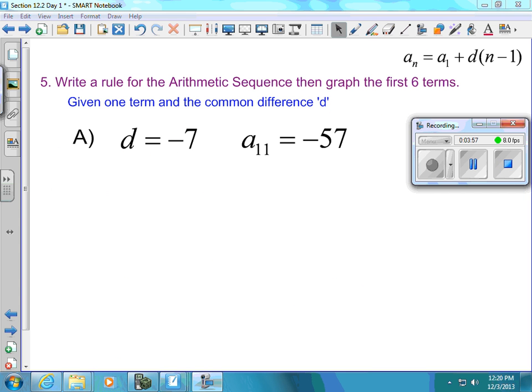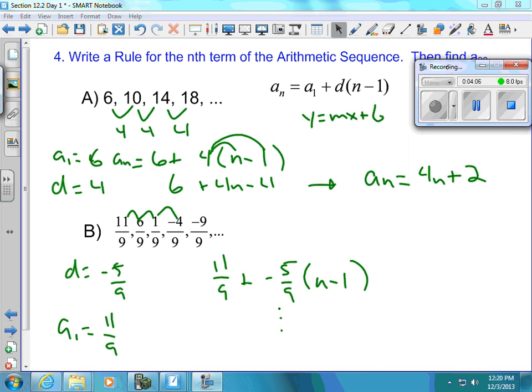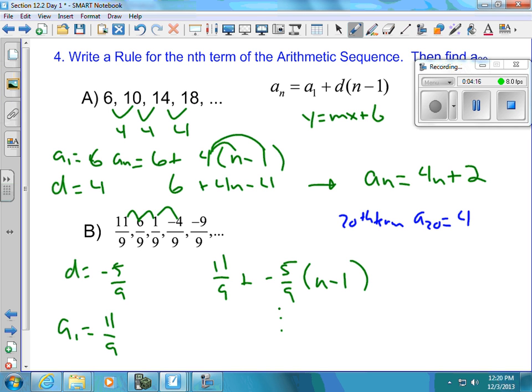Write a rule for the arithmetic sequence. They give the first 6 terms. Oh, let's go back, I forgot on this last one. They wanted the 20th term. How do I do that? Let's look at a sub n equals 4n plus 2. The 20th term is a sub 20, so plug 20 in for n. 4 times 20 plus 2 is 80 plus 2, or 82. So a sub 20, the 20th term, is 82.